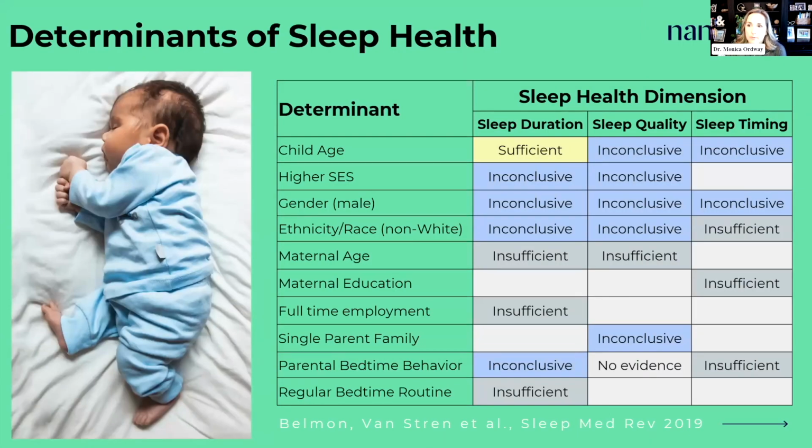I found a review article on longitudinal data that looked at what we know about sleep health dimensions and determinants. This review was in Sleep Medicine Reviews in 2019, and they looked at longitudinal studies. Among the determinants, child age was the only one found to have sufficient evidence of association with sleep duration. So there's a lot of room here to identify other determinants of sleep health and to think about it again as a multidimensional construct.